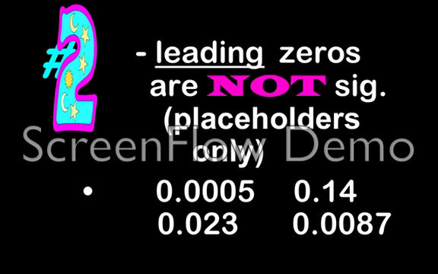Rule number 2: leading zeros are not significant and are only placeholders. Leading zeros mean zeros in the front of a number, whether they're before or behind a decimal. So, for example, 0.0005, the zeros in front don't count, so that's only one sig fig. 0.023, leading zeros never count, so 2 sig figs. 0.14, 2 sig figs. Guess how many in 0.0087? Right, it's also 2, because the leading zeros in front never count.